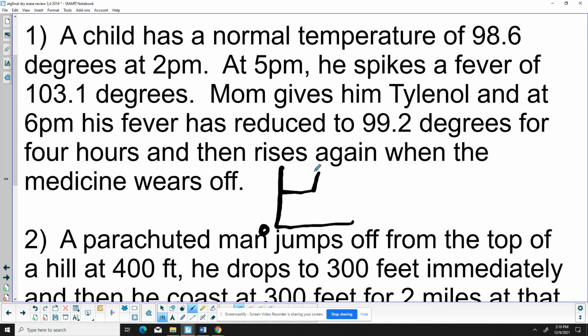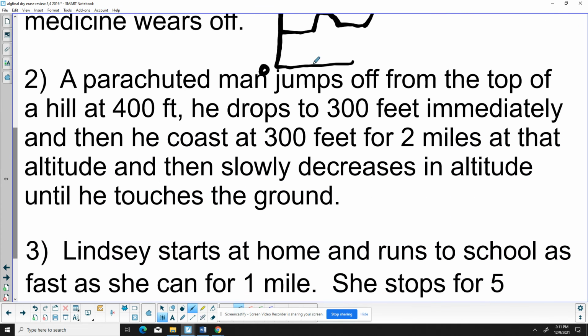And mom gives him Tylenol at 6 o'clock. So he has the fever for a minute, and then mom gives him Tylenol, and it goes down again. And actually, it didn't go down that far because it didn't go down to 98.6. It went to 99.2. And he had that for about 4 hours, which is about this long as well. And then it goes back up to the 103 because the Tylenol wore off. So there's my graph. Notice it didn't start at 0 because his temperature did not start at 0.